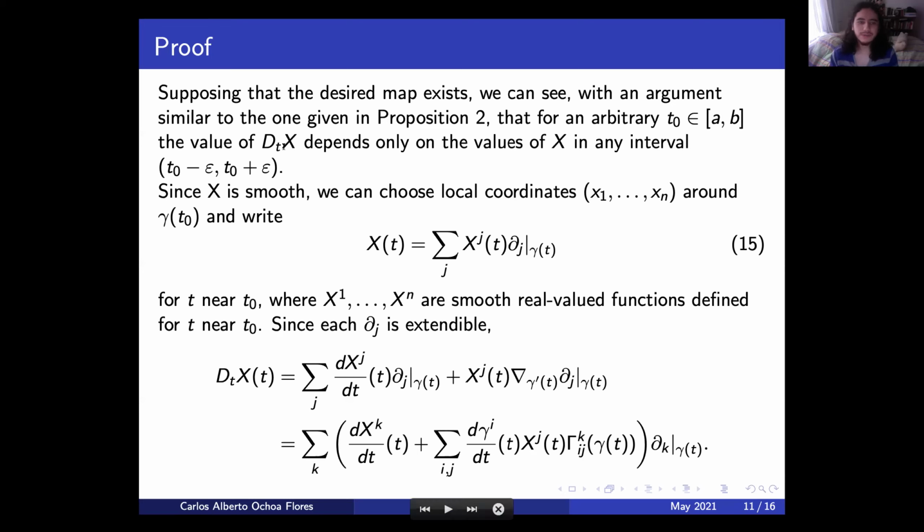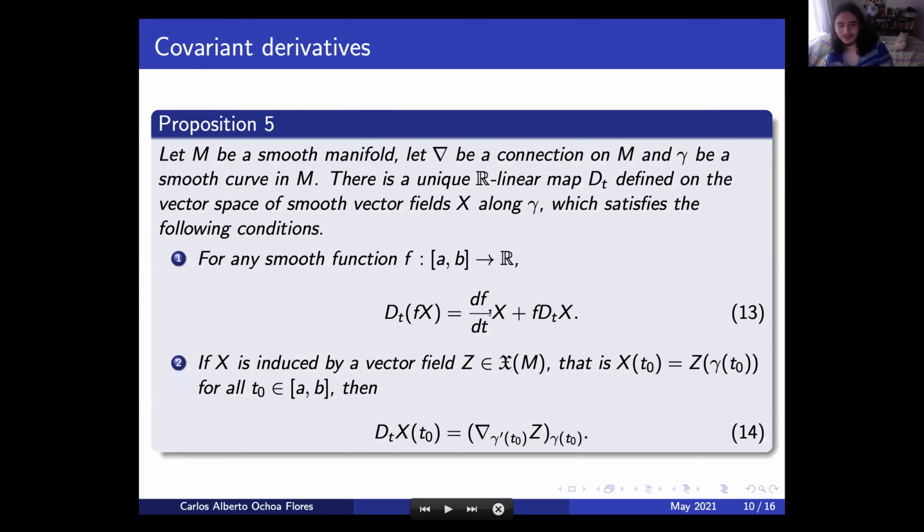Okay, so now since we want to reduce the problem to working at a chart, or at an open set covered by a chart, we can observe first that the value of dt of x at a point t0 depends only on the value of x in any interval around t0. And to prove this, one would use a similar argument to the one used in the first proposition I proved. Because of this property here, one can do that.